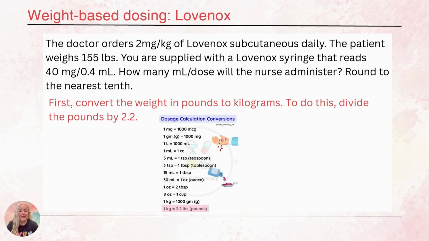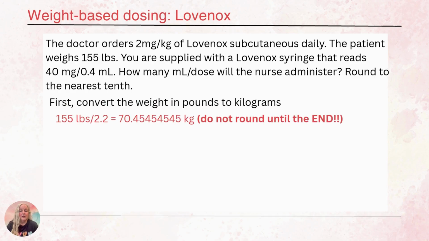First, convert the weight in pounds to kilograms. To do this, divide the pounds by 2.2. The patient weighs 155 pounds divided by 2.2 equals 70.45454545, and it continues. Do not round here. We want to wait and round at the end. So this is a good problem to leave that whole number full on your calculator and move to the next step.